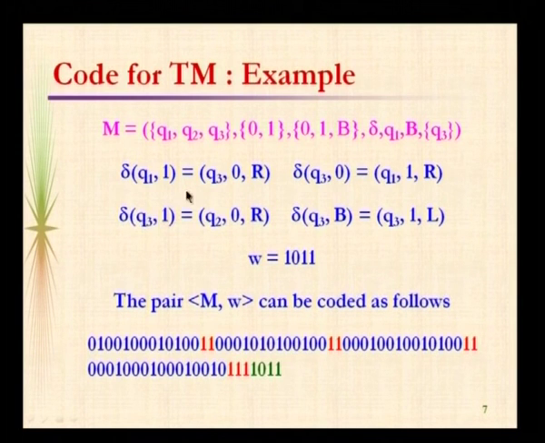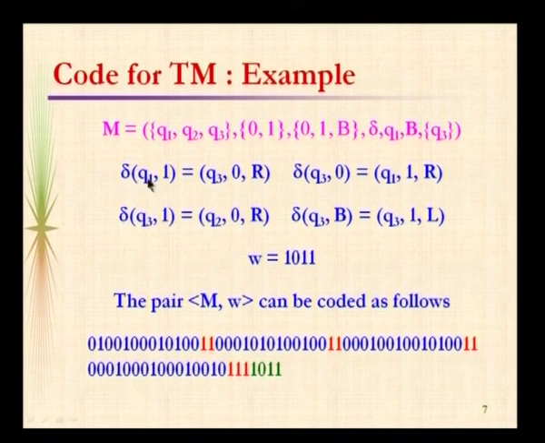So now the question is, how do you describe this entire Turing machine instance in a single binary string? Actually, the pair M comma W is to be coded, where M is the Turing machine and W is a string to be processed. So in this case we have 4 transitions.